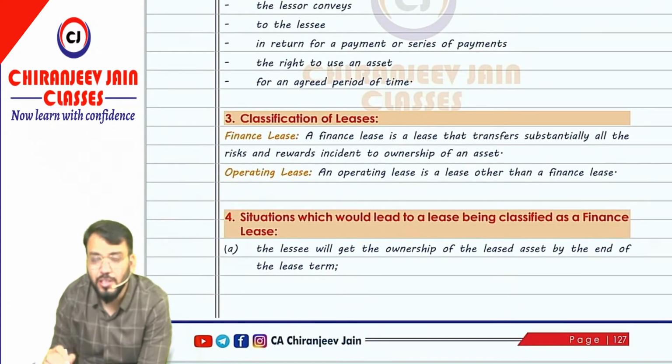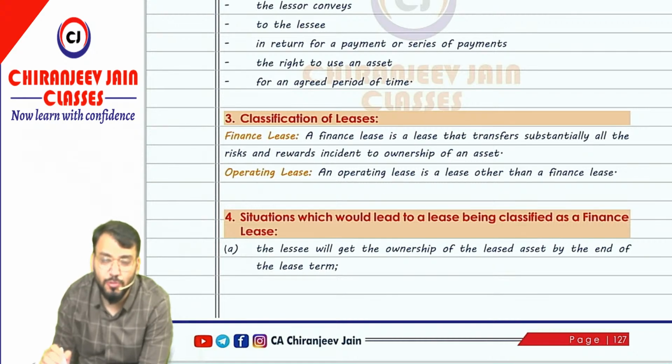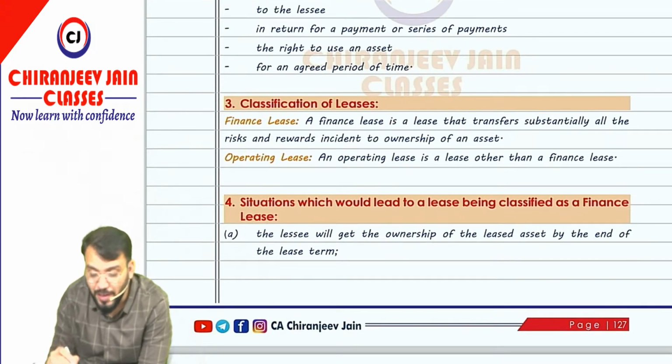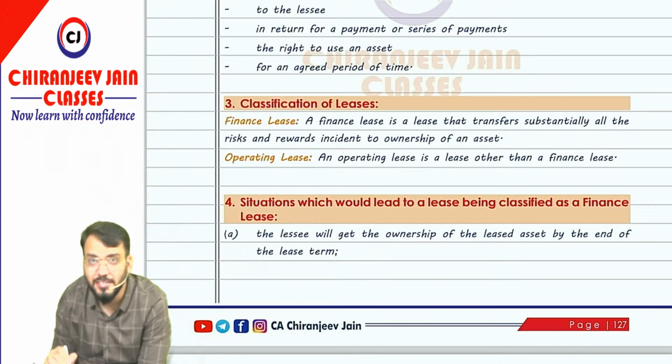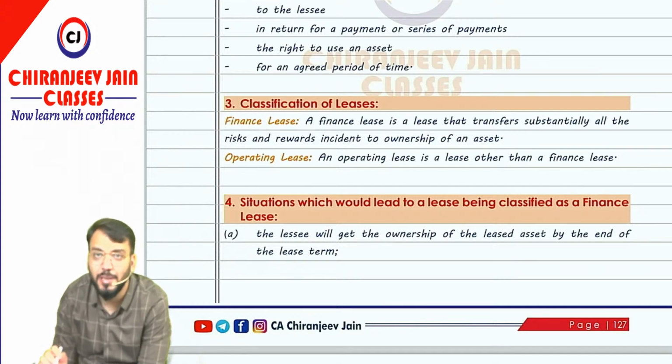Now for accounting purposes, all leases are of two types. One is known as finance lease, one is known as operating lease. So what is a finance lease? A finance lease is a lease that transfers substantially all the risk and reward incidental to the ownership of that asset to the lessee. Means in any lease, if the lessor transfers substantially all the risk and reward incidental to the ownership, then that lease will be classified as finance lease. Otherwise, the lease will be an operating lease.